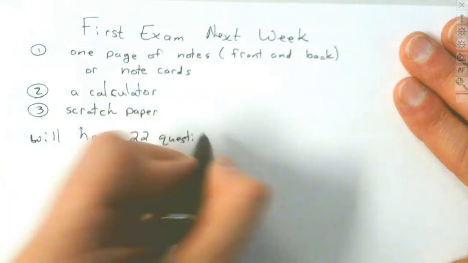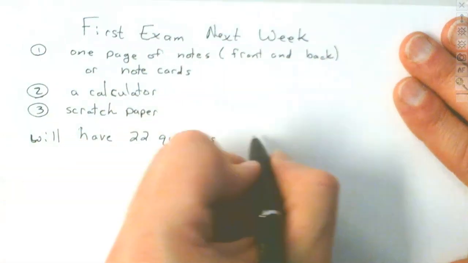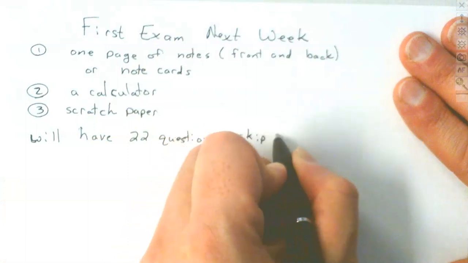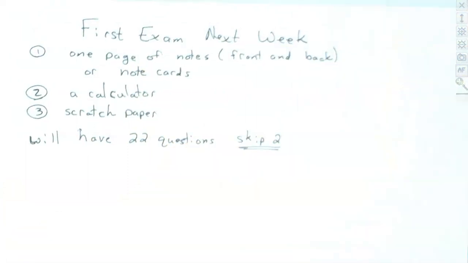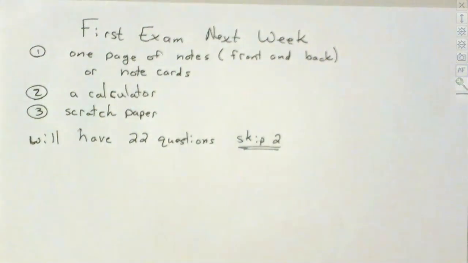And you're going to be able to skip 2. So on your exam, you're going to have 22 questions. You're going to be able to skip 2 of them. So those 22 questions are going to come out of the 25 that you have. Different numbers in a different order. I might change a couple of them, but if you can do the practice exam, you'll do fine on your exam.